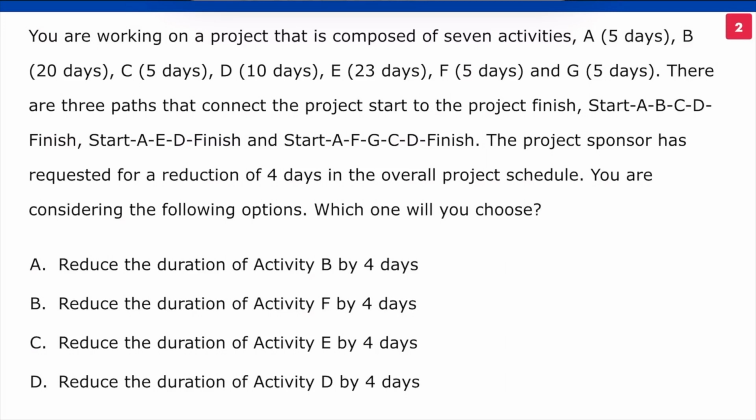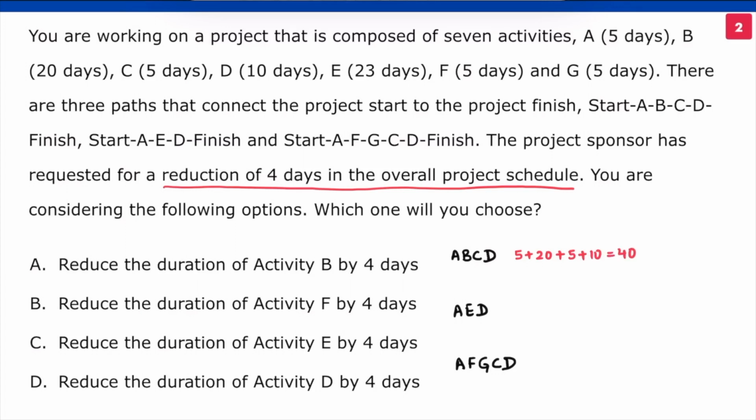Alright, let's look at the problem. The project sponsor wants a 4-day reduction in the project schedule. We have 3 paths from start to finish. The total duration of A, B, C, D is 40 days. For A, E, D, the duration is 38 days. And for A, F, G, C, D, the total duration is 30 days.